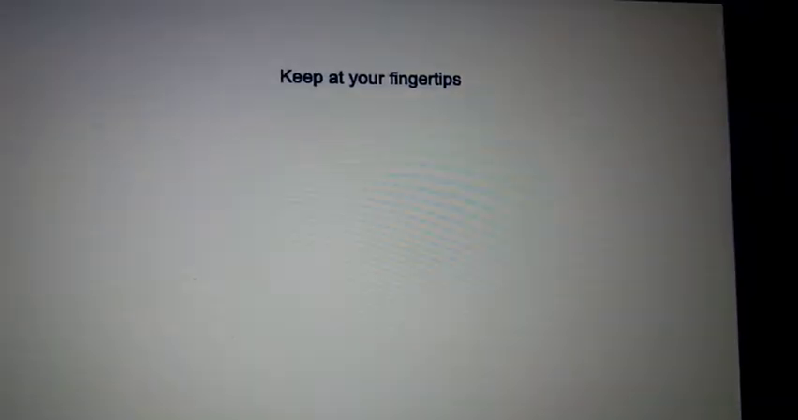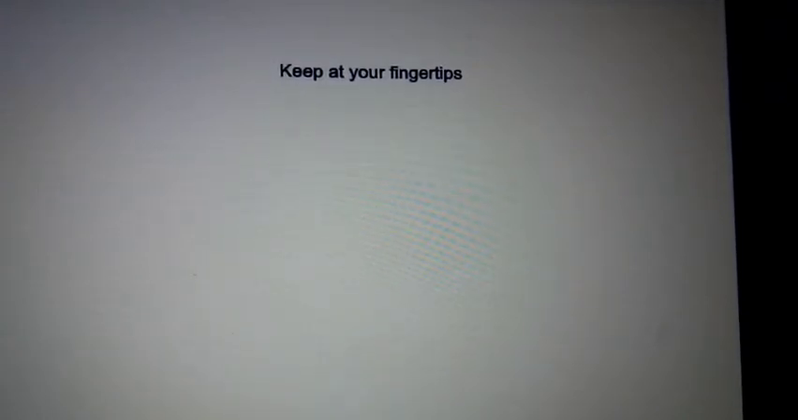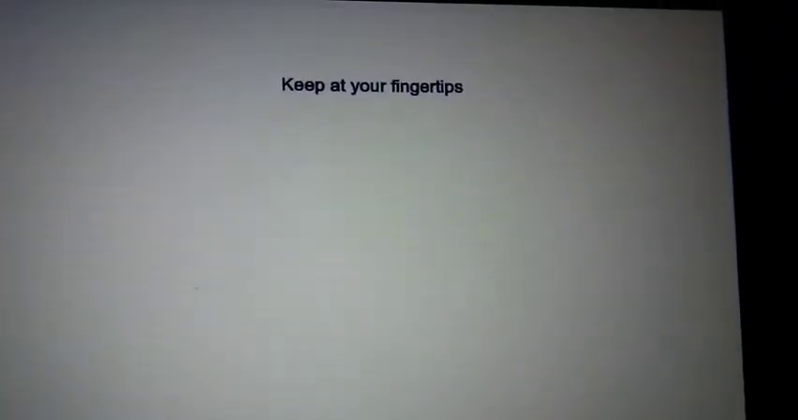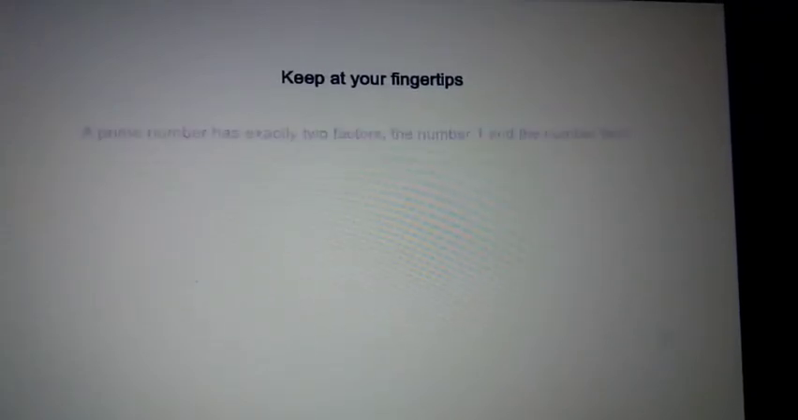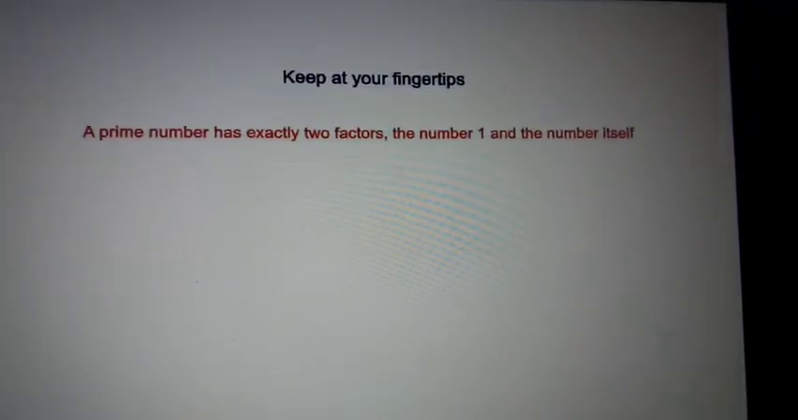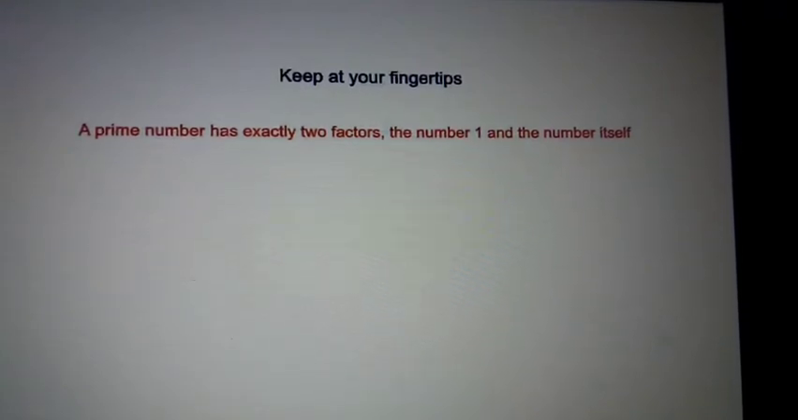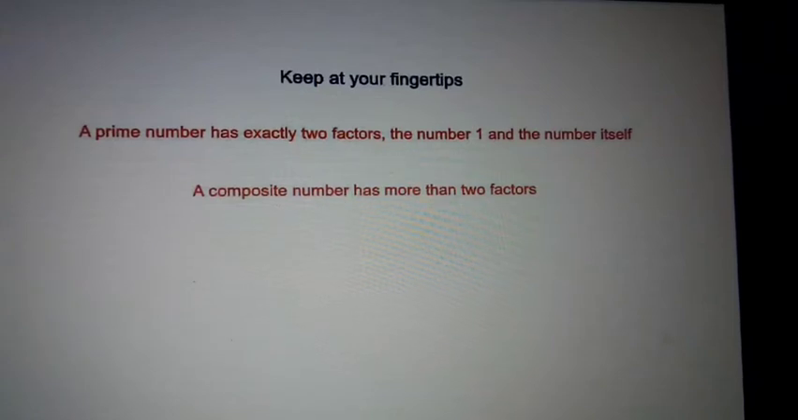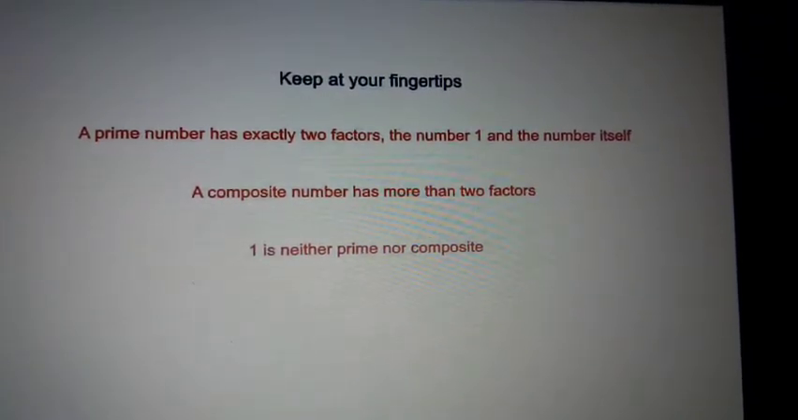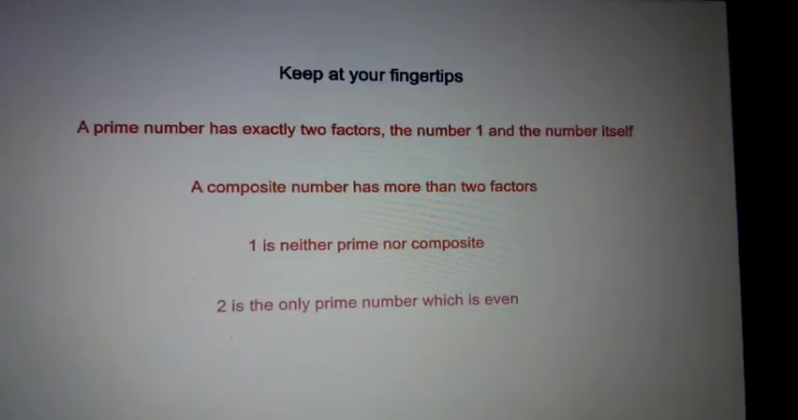Keep at your fingertips. Here are some facts that you will have to use repeatedly, so keep them at your fingertips. A prime number has exactly 2 factors, the number 1 and the number itself. A composite number has more than 2 factors. 1 is neither prime nor composite. 2 is the only prime number which is even.